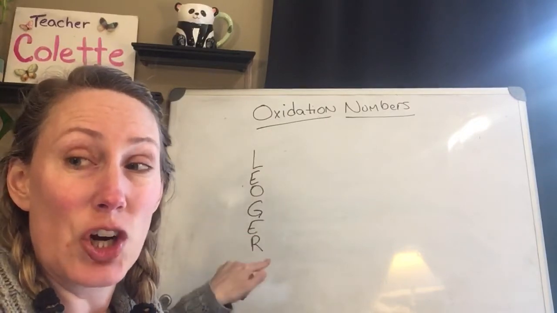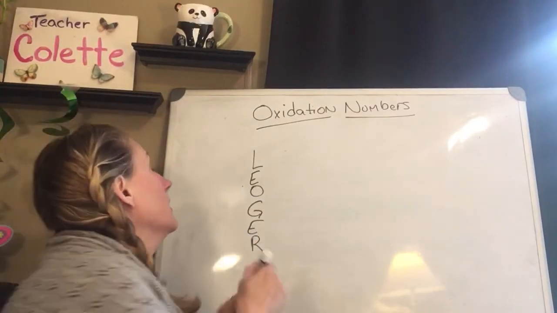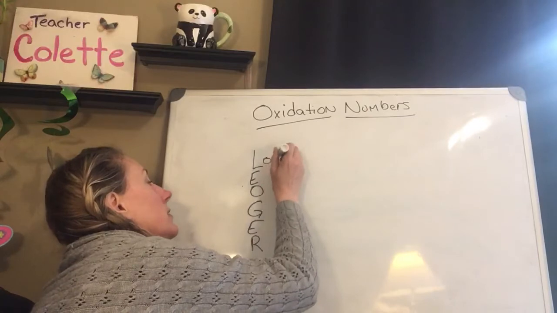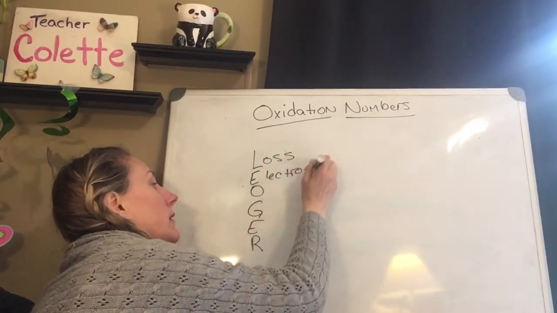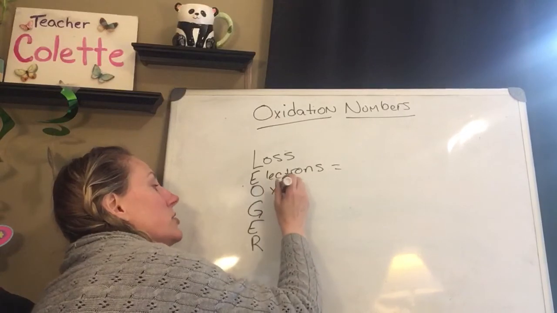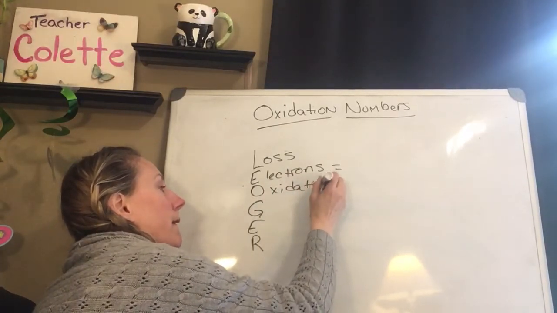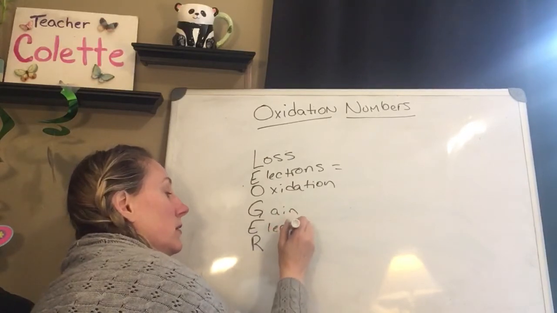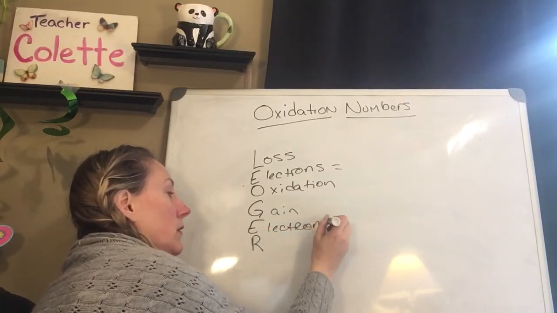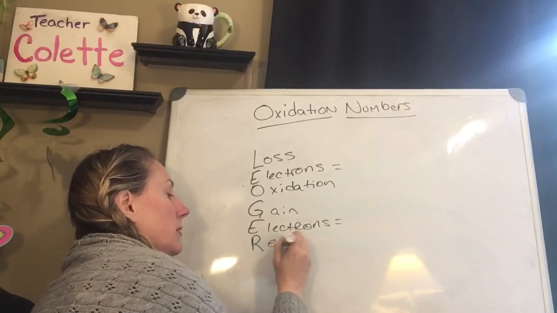Leo says grr. So loss of electrons equals oxidation. And gain of electrons equals reduction.